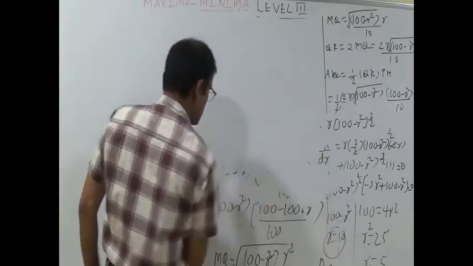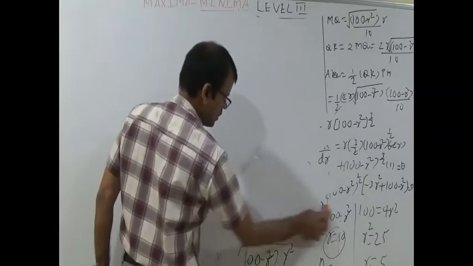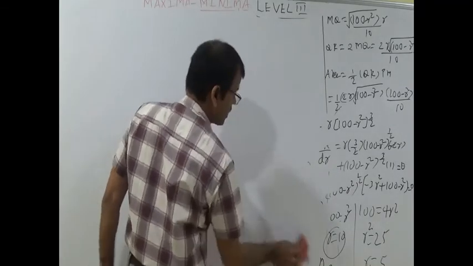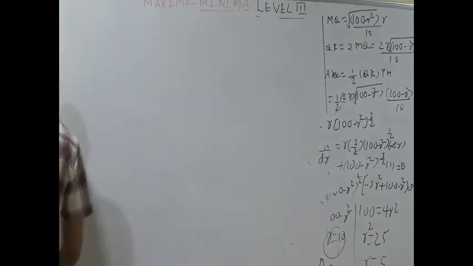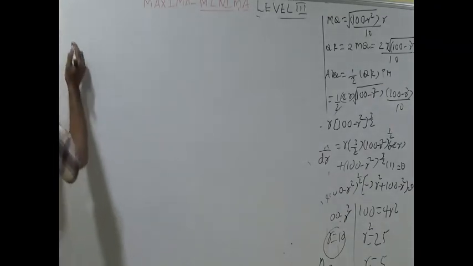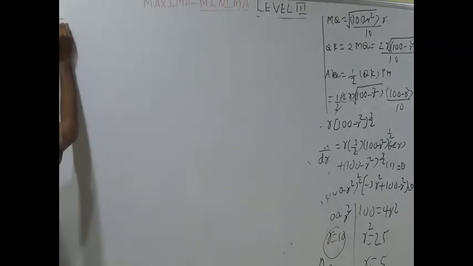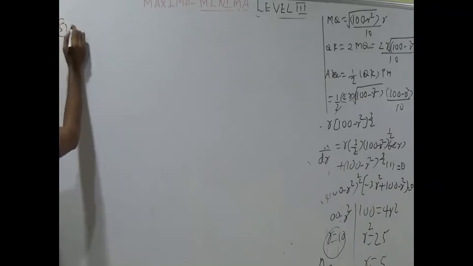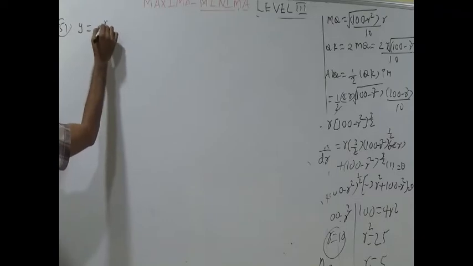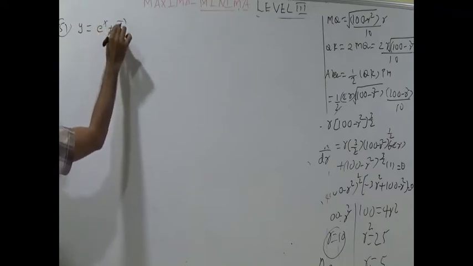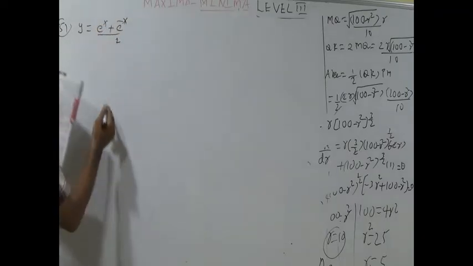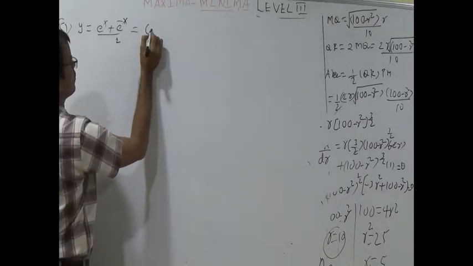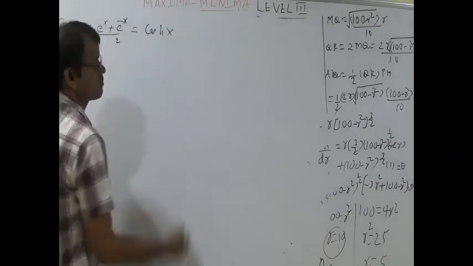We know that the function e power x plus e power minus x by 2 is the hyperbolic function. Question 51, I am writing here. Y is equal to e power x plus e power minus x by 2. Directly we can write that as cos hx.